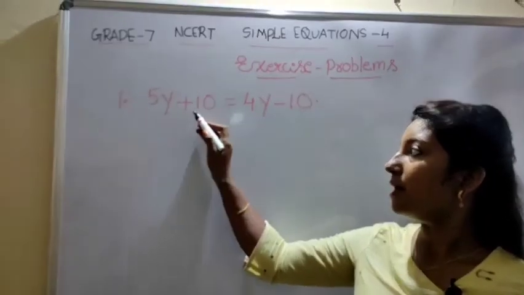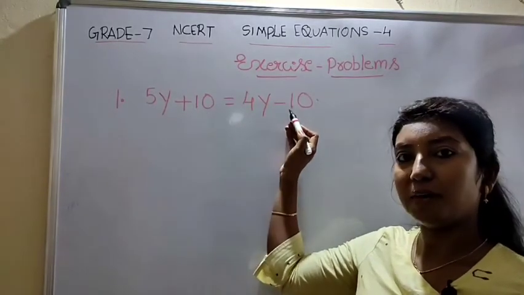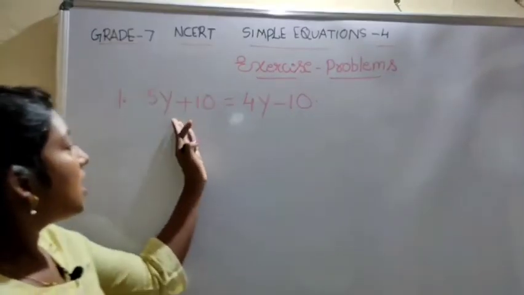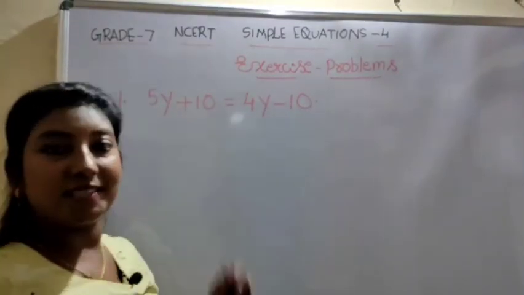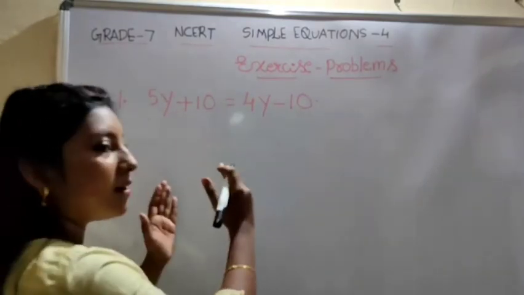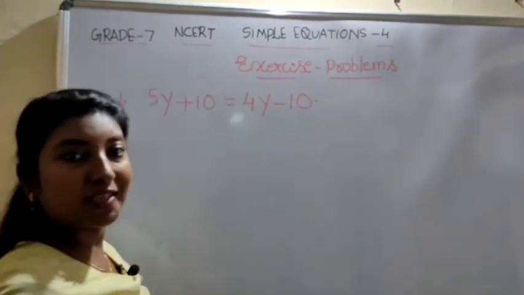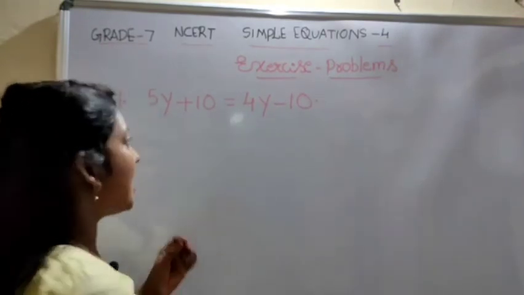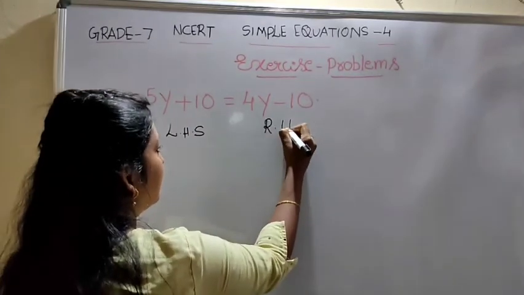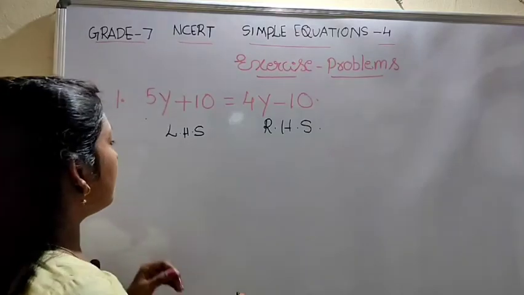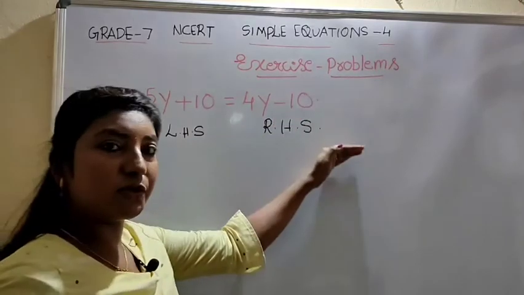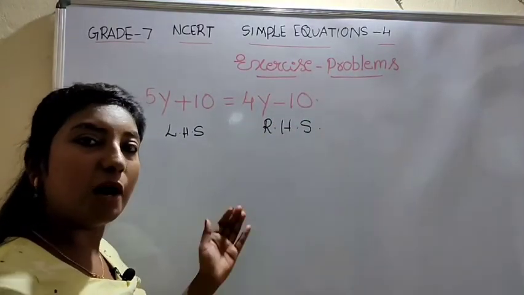Here we have 5y plus 10 equals to 4y minus 10. This is an equation. Now what we are doing here, we are solving this equation. How to solve? Let us see now. We are getting all the variables to one side and all the constants to one side. As we already know, we have two sides, that is left hand side and right hand side. So here I am taking left hand side. I am sending all the constants to the right hand side. Now let us see how to send.